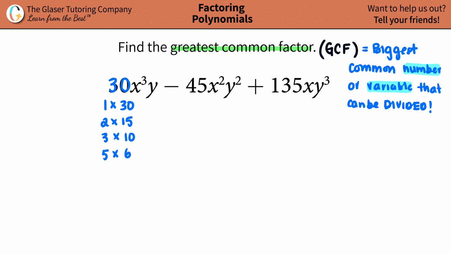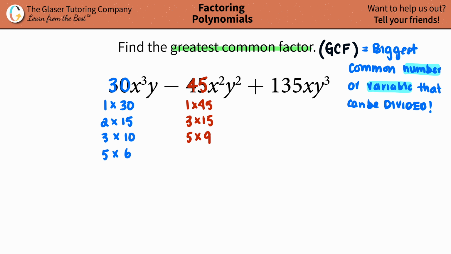Now, if we just compare 30 and 45, right? What are two numbers that can be multiplied to get to 45? Well, 1 times 45. 2, 3? Actually, yeah, 3 times 15. We're getting somewhere. 4, no, but 5 times 9. No 6, no 7, and no 8.